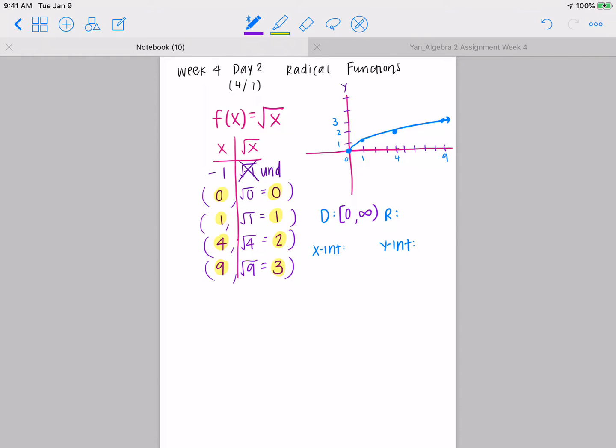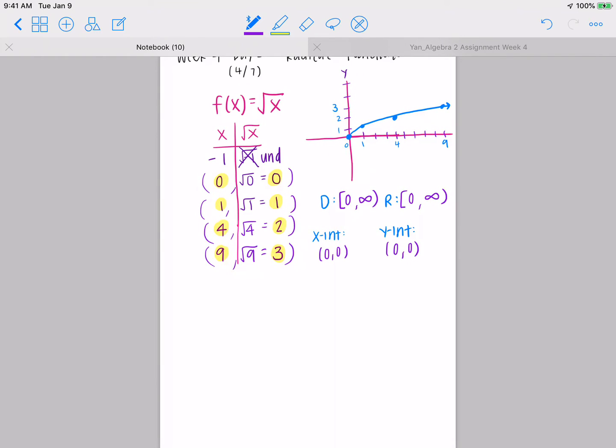And then for range, what's the lowest number that it goes to? We're not hitting any of this graph, right? So it starts at 0 as well, bracket, and it goes up. Even though it goes up slowly, it's still going up, so it's still infinite. For x-intercept and y-intercept, where is the graph hitting the x and y axis? It is at 0, 0 for both.